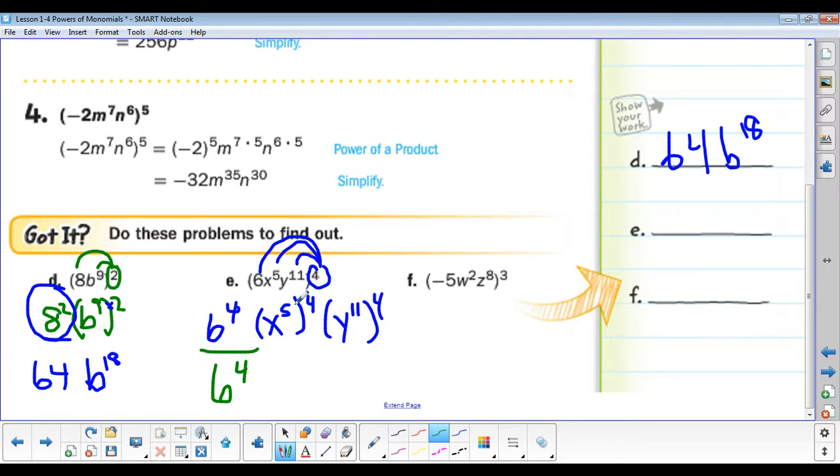For this one, for x, remember, when we have an exponent raised to another exponent, we multiply them. So we get x to the 20th power. And same thing with y. We multiply those exponents to get y to the 44th. And that's my answer.